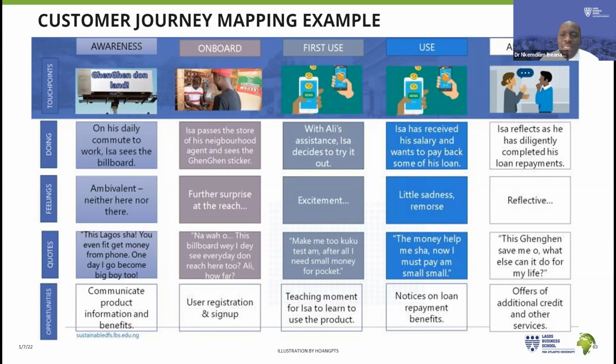Now, what's the advocacy here? Issa reflects as he has diligently completed his loan payments, and the reflection forces him to think and say, wow, this has really helped me. And the quote here is, "this Gege saved me. What else can it do for my life?" Meaning this product has actually saved me. What else can it help me achieve in my life? And the opportunities now include opportunities for additional credit and other services. Next slide.